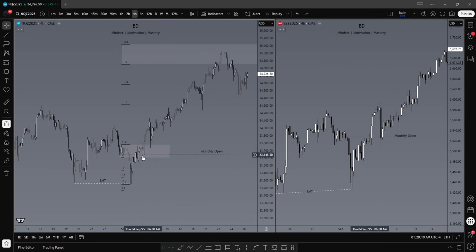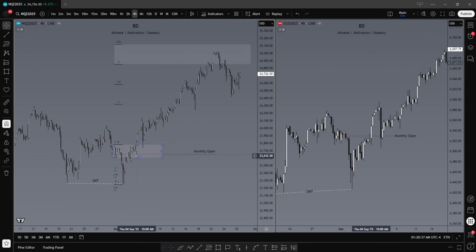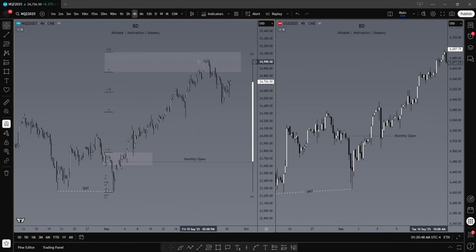Okay, so you can see the NQ was failing to take out this 10 a.m. low. Okay, the ES was taking that out. So right there before that expansion move, the ES was taking that low out. NQ failed to. Not only that, look at the monthly open, our power of three opening price. Look at that. The ES is manipulating below. The NQ fails to. And from there was no reason to return back to that low.